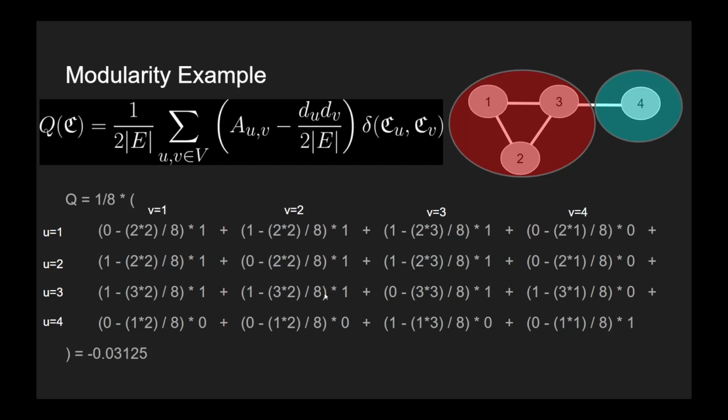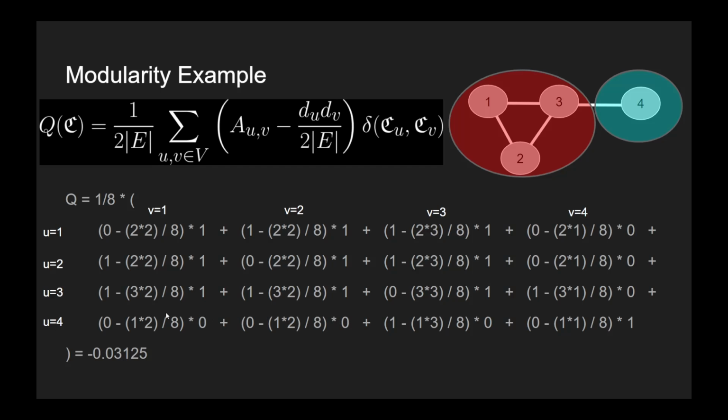And since these two vertices are in the same community, we get a multiplication by 1. So the Kronecker delta function evaluates to 1. You can see some of these terms, that function is 0 because the pair of vertices are not in the same community. So for instance, vertex 4 and vertex 2 are not in the same community, so this all will evaluate to 0 because that delta function is 0.